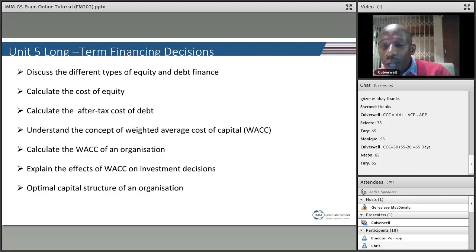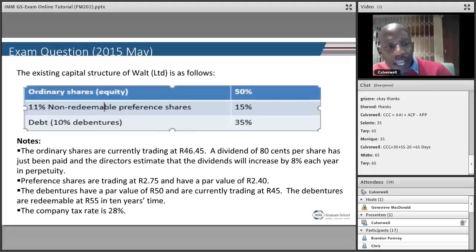Hence, it is of paramount importance to know that your weighted average cost of capital needs to be kept at as minimum a level as possible so as to maximize shareholders' wealth. So this basically will be the effects of WACC on investment decisions. What we refer to by optimum capital structure of an organization is a situation where a company is in a position to keep its weighted average cost of capital at its minimum. So those are your outcomes.